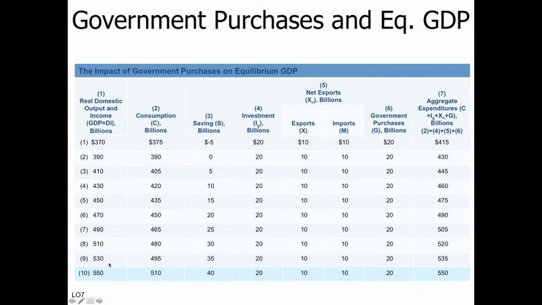We have to go to the very bottom line here, and we see in this 10th row, when real GDP is $550 billion, spending is $550 billion. Spending is equal to real GDP at this one point and only this point. So this blue highlighted row here will be our equilibrium.